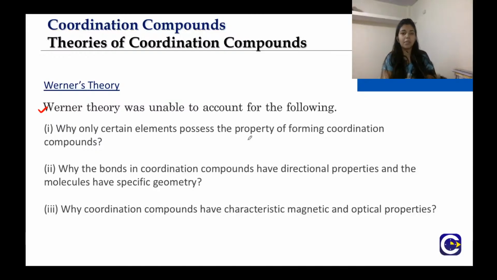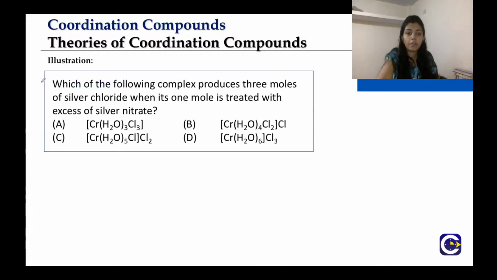So these were the limitations, or basically you can say not the limitations, but what Werner was unable to account for. So for Werner's theory, you just have to have an idea. It is not that important from the examination point of view. The important ones are the VBT theory and the crystal field theory.